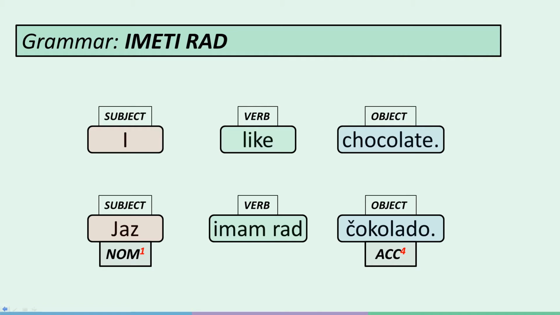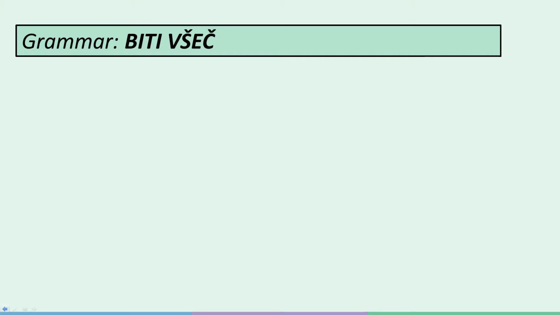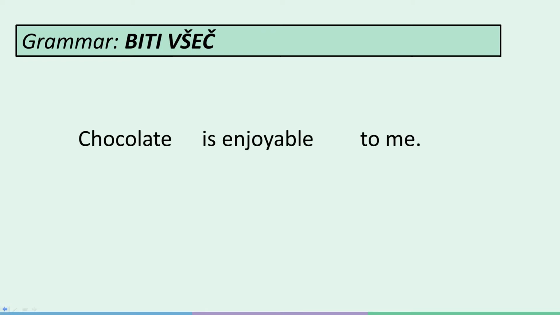But what about biti všeč? Well, the problem with biti všeč is that it works differently in terms of grammar. In English, it would be something like this. Chocolate is enjoyable to me. Notice that chocolate, which was previously the object, is now grammatically the subject of the sentence.